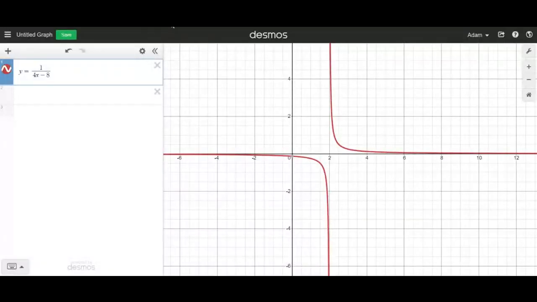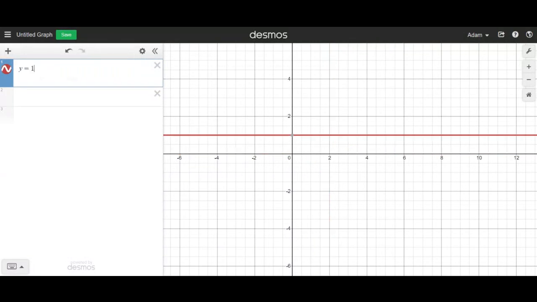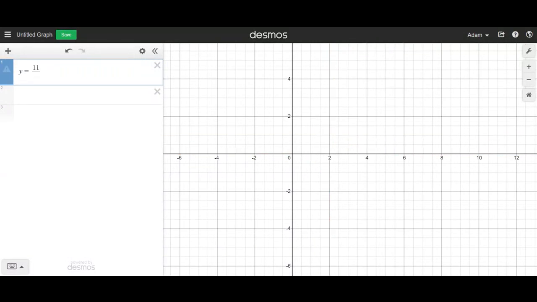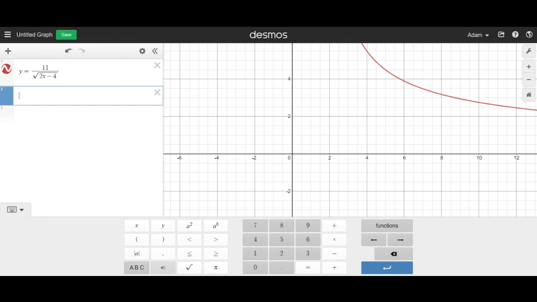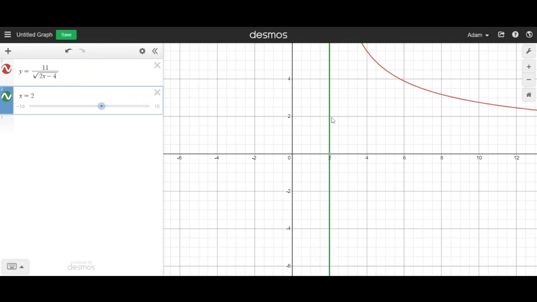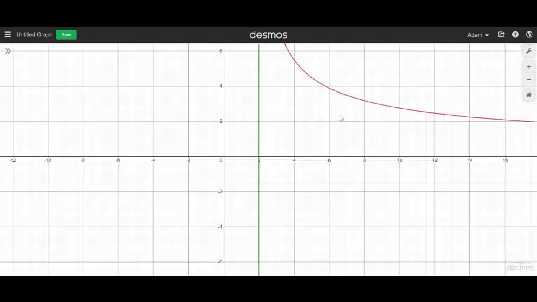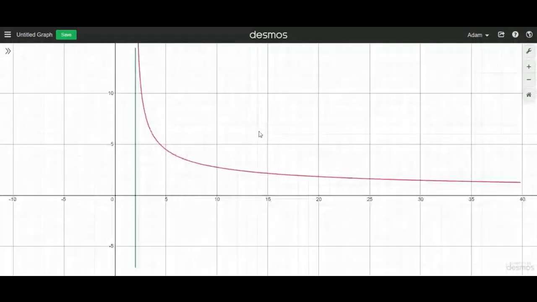There we go. So again, we're in Desmos now. What we do is we have 11 divided by the square root. You could type it out, or you can just go to the keyboard here and get the square root down here. We have 2x minus 4. And again, it's all x strictly greater than 2. So let me type x equals 2 for fun. Now let me zoom out a bit, and here's what the graph looks like.